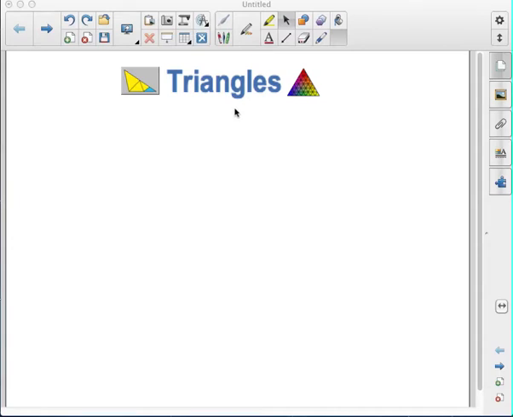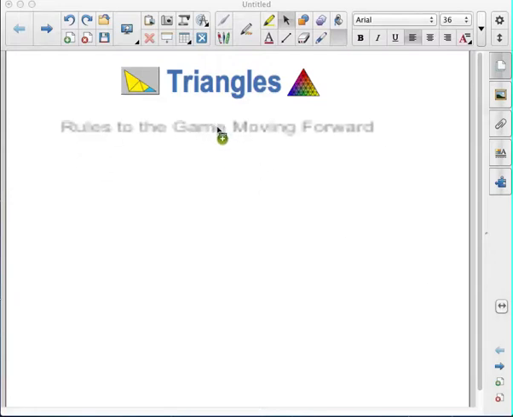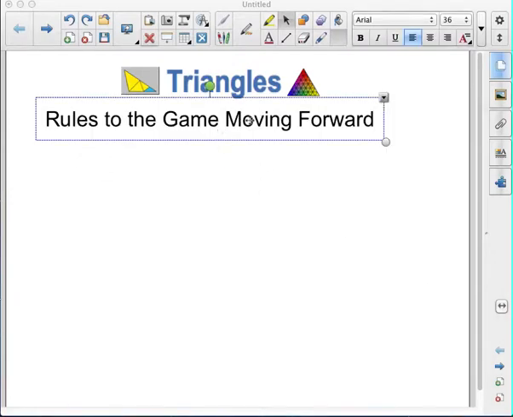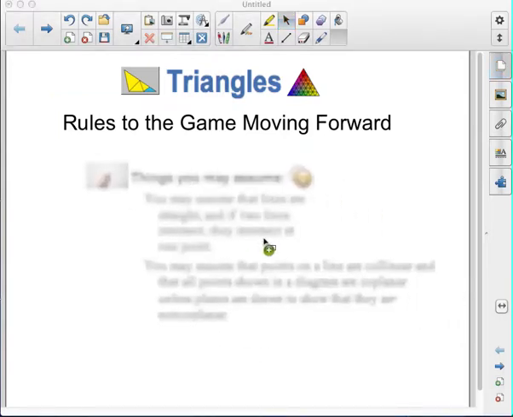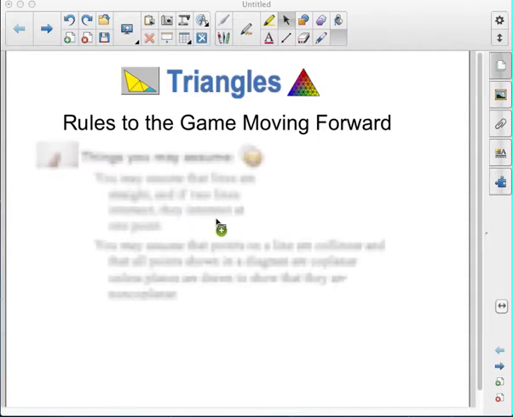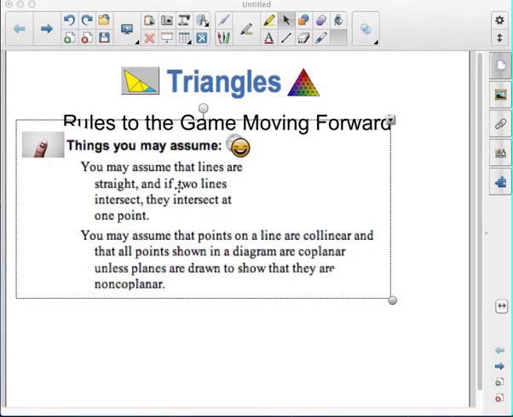Okay guys, so today we're going to talk about triangles, the three-sided polygon. But before we do that, we need to establish some rules to this game moving forward. Okay? There are certain things that we need to know when we're talking about polygons in general and triangles more specifically. There are a few things that we can assume.